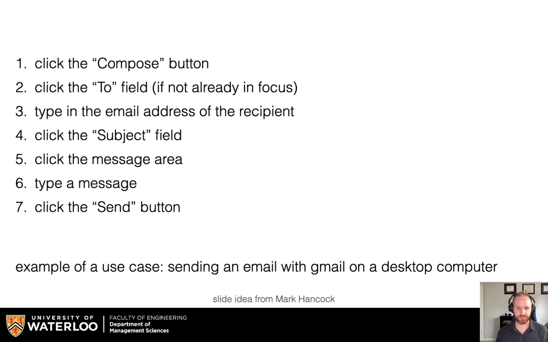And then you click on the to field, if it's not already in focus, you type the email address of the recipient, click on the subject field, click the message area, type a message, and click send. And you see these are very particular for using Gmail on a desktop application. If you're talking about a mobile device, you'd need to change these. If you're talking about some other email client, you need to change them again. And so you really only want to do this after you do the initial task example.